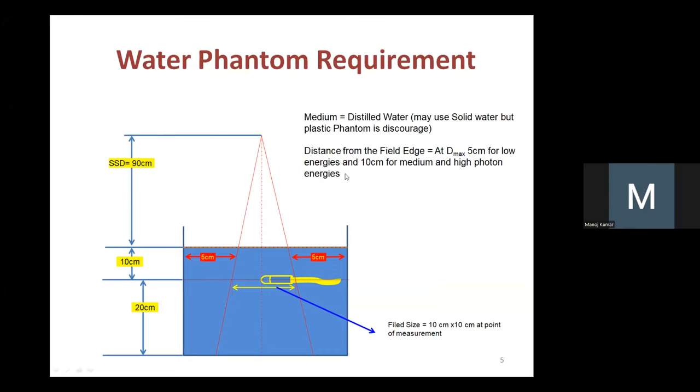Yeah, that's what I was saying about the minimum phantom requirements. As mentioned here, it's at least 5 centimeters, and at the bottom, from the position of the chamber to the bottom of the phantom should be at least 10 centimeters, recommended for the higher energies. But if you have a 4 MV or a 6 MV beam, you can have 5 to 8 centimeters as well. But mostly 10 centimeters is recommended in TRS-398 and TG-51.